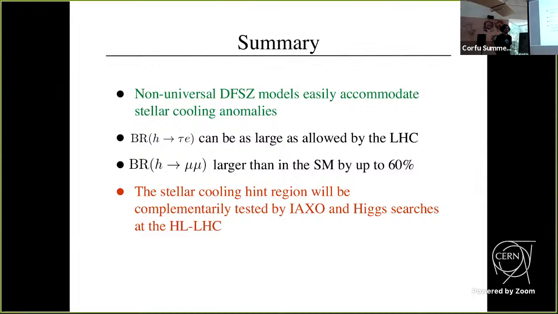In your models, you have flavor changing neutral currents, right? Do you have any mechanism to suppress these currents? Because they are very dangerous, as you know.